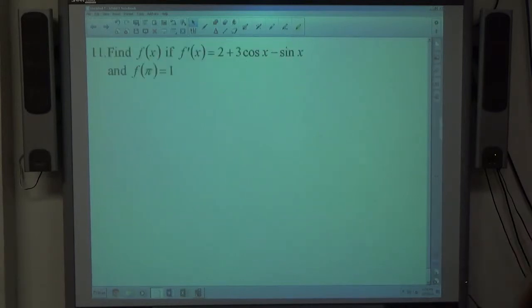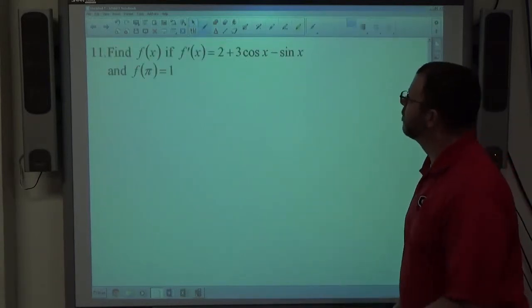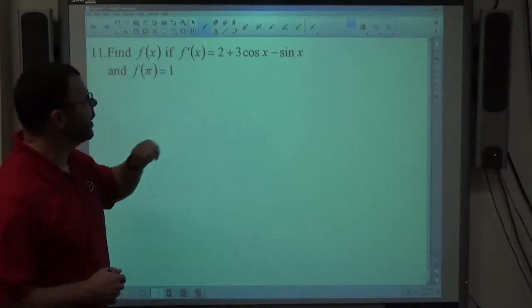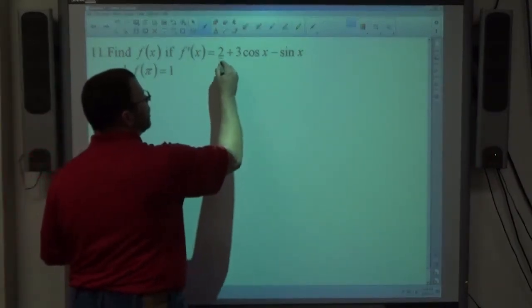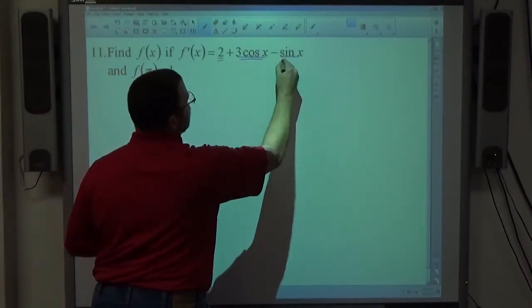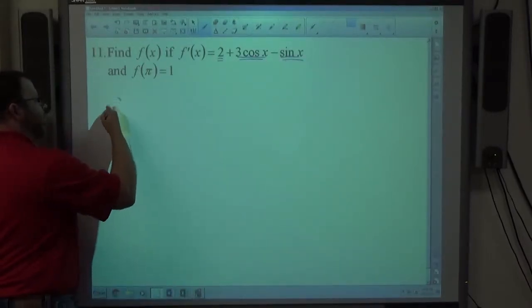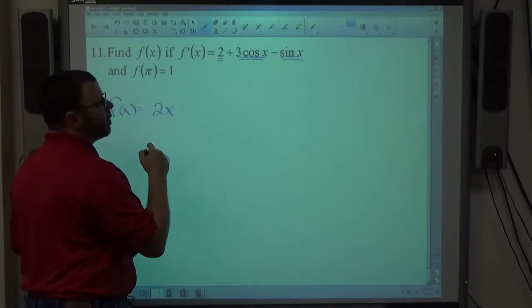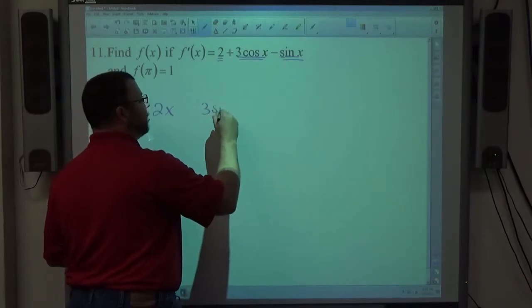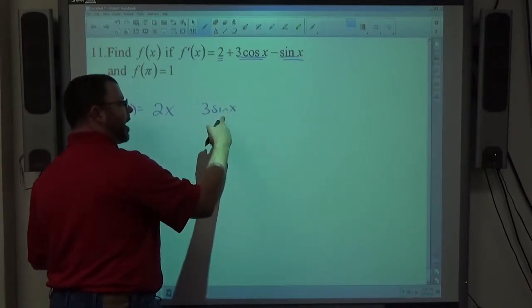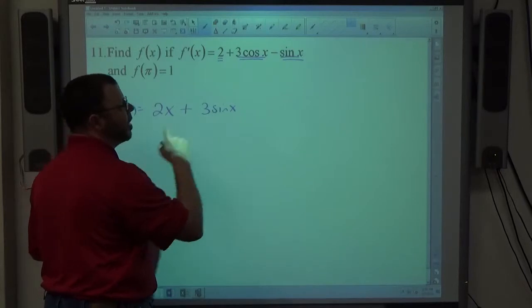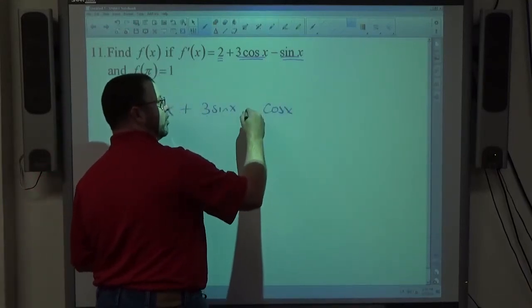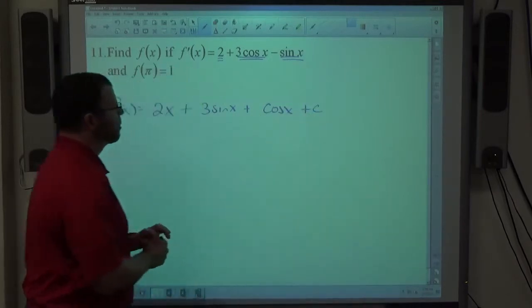Number 11. F of x, we know what f prime is, we know what f of pi is, so it's the same idea. This one's already ready to anti-differentiate. We have a constant, which is easy, we have a cosine function, easy, a sine function, easy. So f of x is going to be the antiderivative of 2, which is 2x. The antiderivative of 3 cosine of x is 3 sine of x, and since the antiderivative is not a cofunction, the sign stays the same. The antiderivative of sine is cosine of x, and since it is a cofunction, the sign changes, plus c.